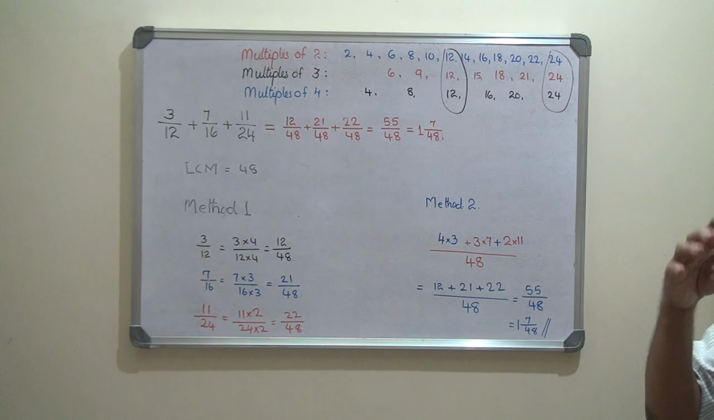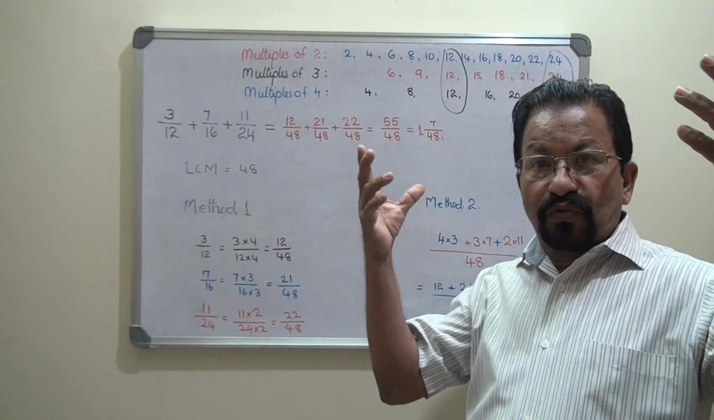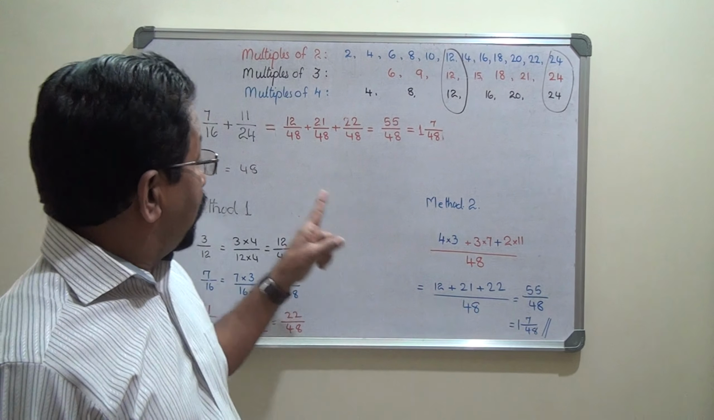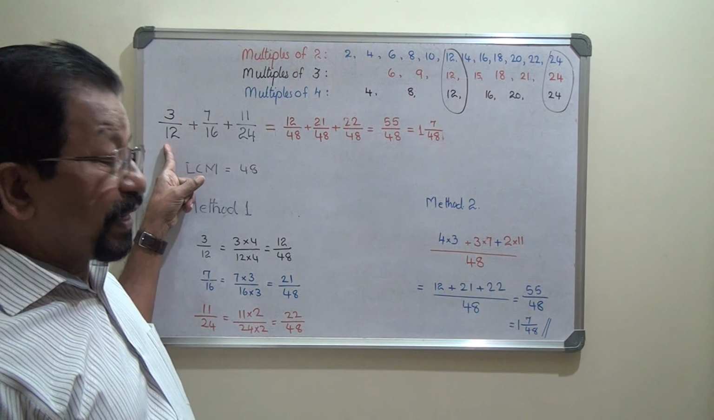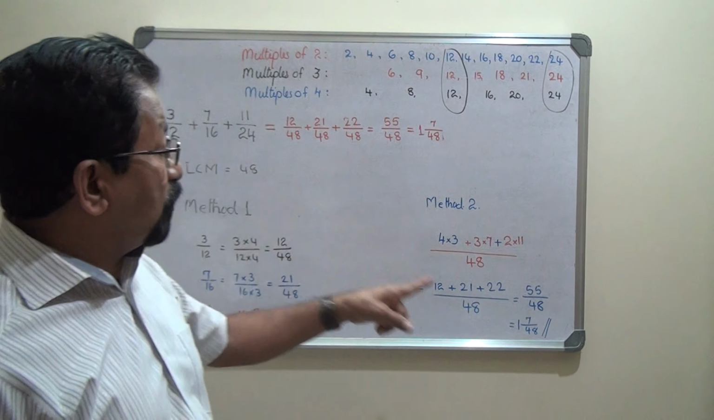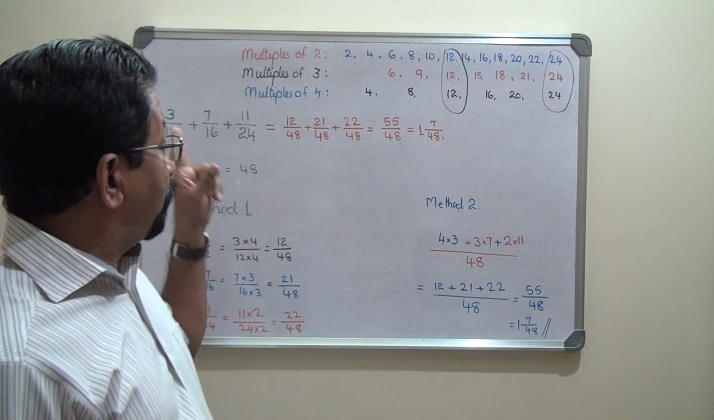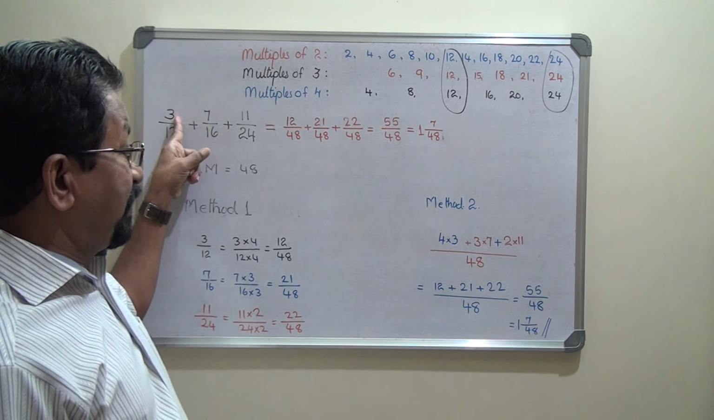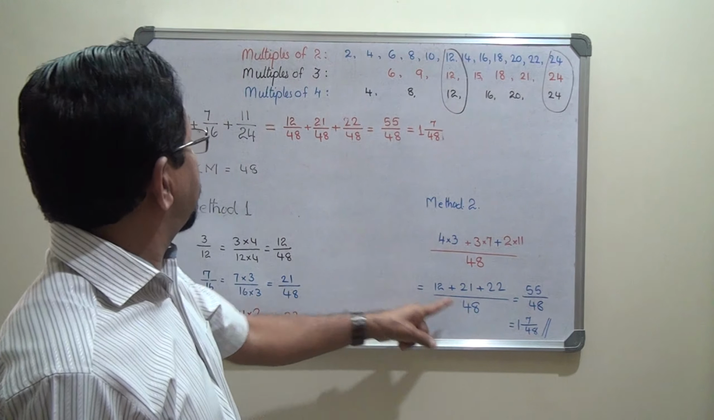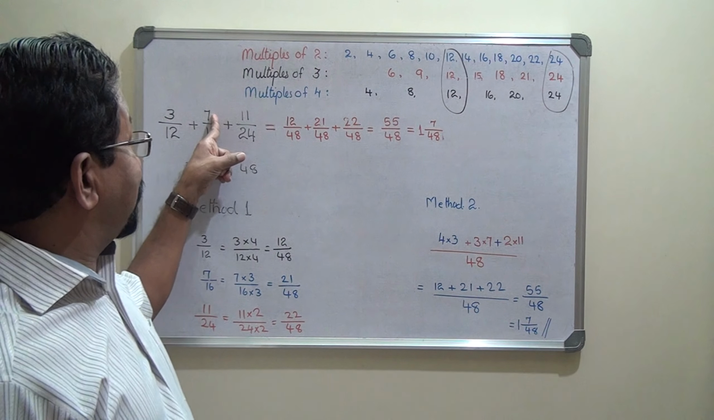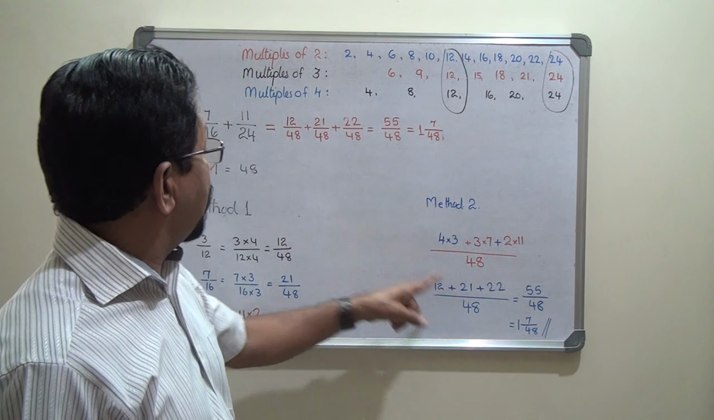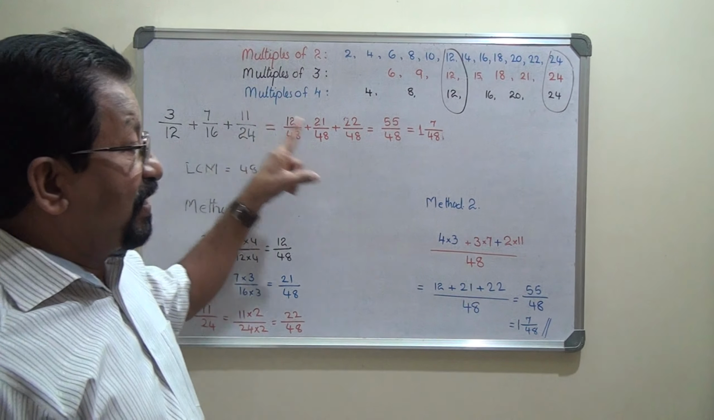The other method is, as I told you, the one that when we were in school, at that time only one method was taught by the teachers. That means after taking the LCM, divide this LCM by each of the denominators. For example, LCM 48 divided by the first denominator 12. How many times will 12 go in 48? 4 times. Multiply that 4, the quotient, with the first numerator. That is 4 into 3. Then again, how many times will 16 go in 48? 3 times. Multiply that quotient with the numerator of the second fraction. That is 3 into 7. And the last one, how many times will 24 go in 48? 2 times. Multiply that 2 with the numerator of the third fraction. That is 2 into 11.